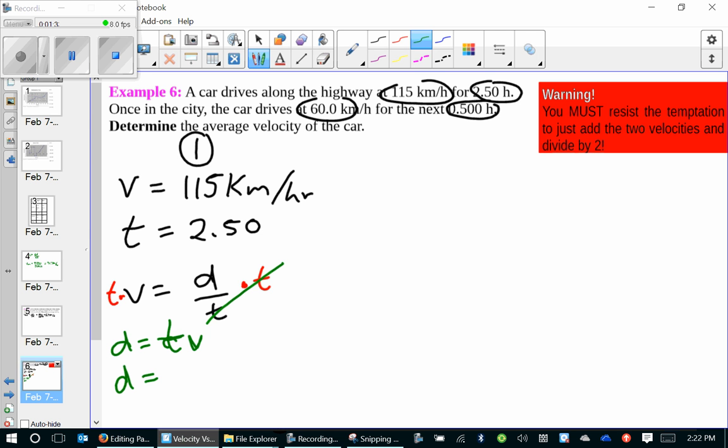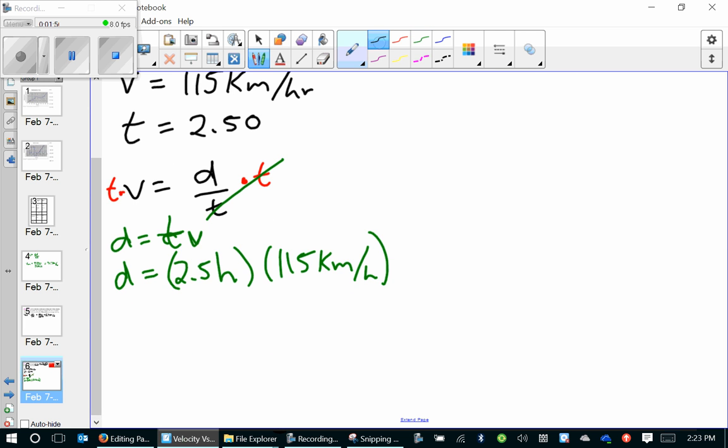Okay, so my time is 2.5 hours. I'm just going to put H for hour, that will be good enough for us. H, and my velocity is 115 kilometers an hour. And this is why we love physics. Look what happens to our units here. I have hours times kilometers per hour. Hours divided by hours goes away. We're left with just kilometers. We're looking for displacement. Our unit is kilometers, so chances are we've done this correctly.